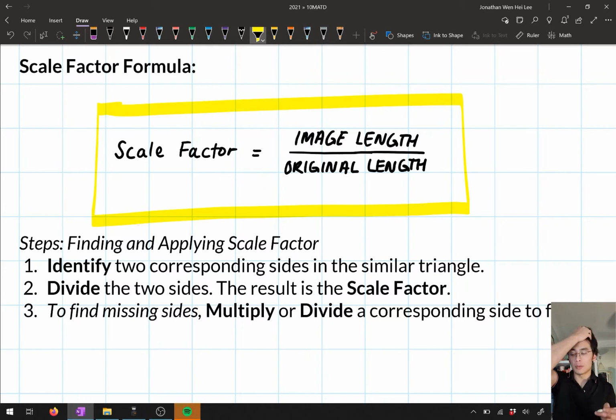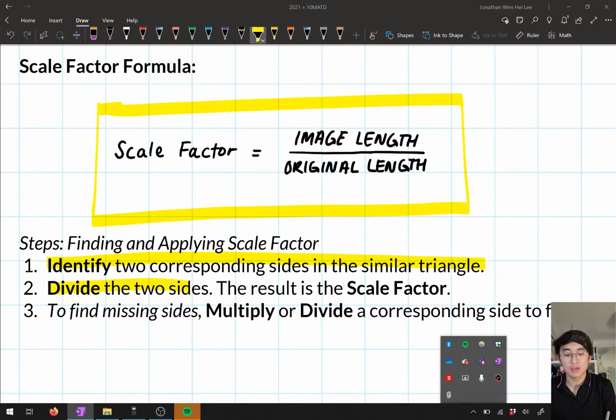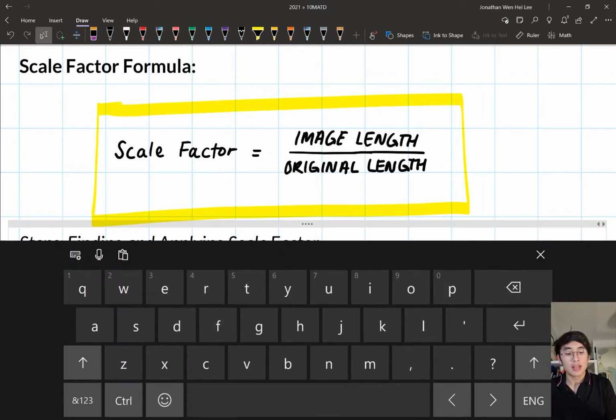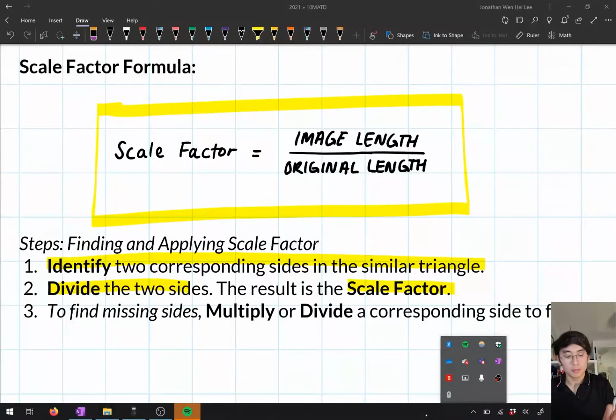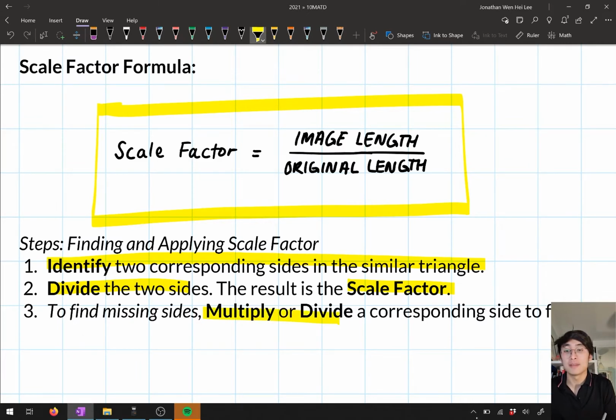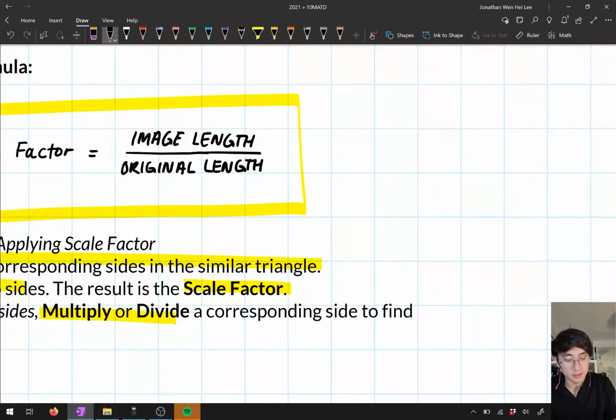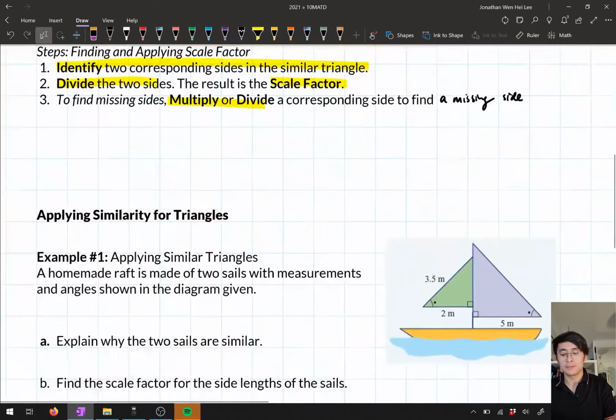And so what we did was we went through the following steps. We identified two corresponding sides in a similar triangle. Then we divided the two sides. We usually pick the larger side over the smaller side, and this result is called the scale factor. And then as a final step, we multiplied or divided by a corresponding side to find the missing side. So what we're going to do in this lesson is actually apply these skills in a few further examples. So let's have a go at a couple of examples of this.